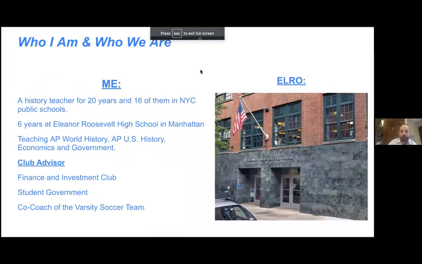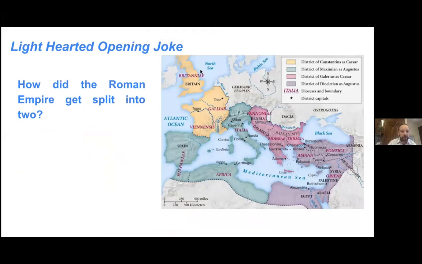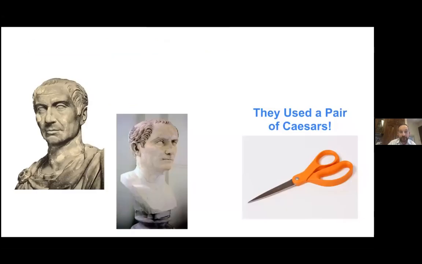Okay. So it's very important for us to start with a lighthearted opening joke. How did the Roman Empire get split into two? The answer is they used a pair of Caesars. Okay. So I know that's important to keep it light a little bit before we get into some of these heady topics.